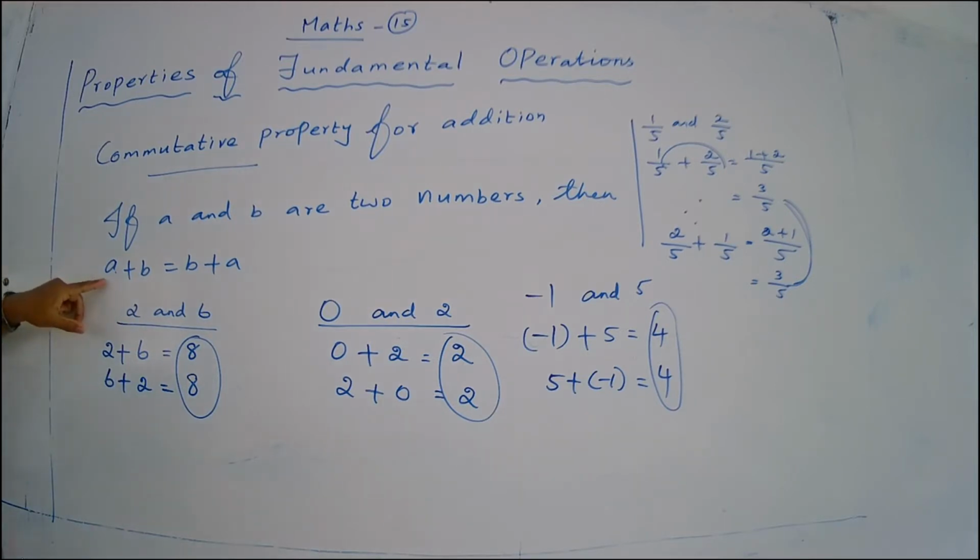So what is the rule? Commutative property for addition of numbers. If A and B are two numbers, then A plus B is equal to B plus A.